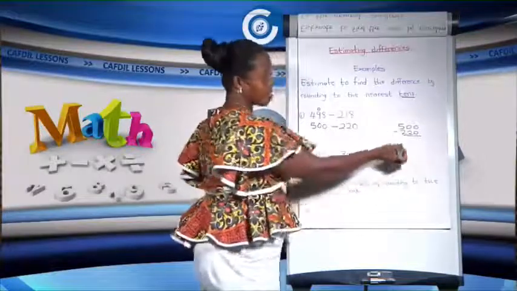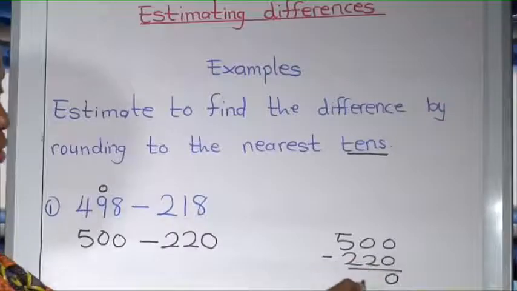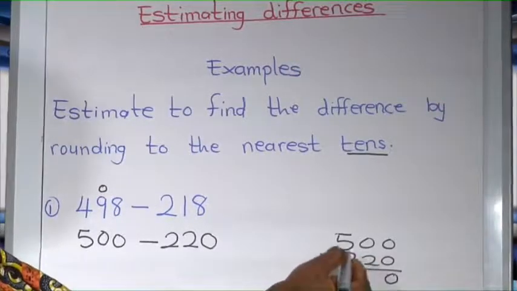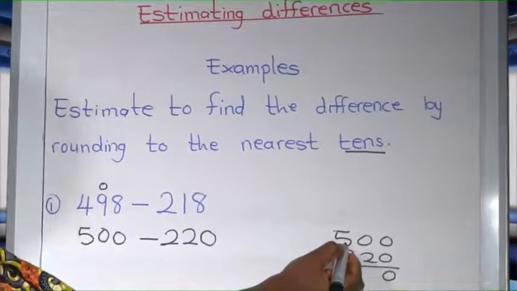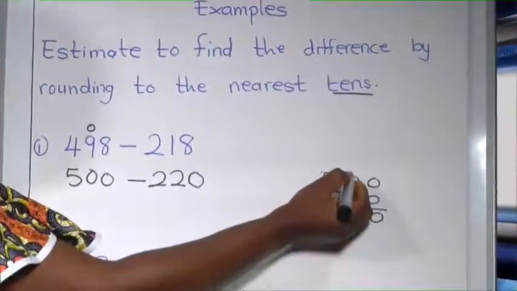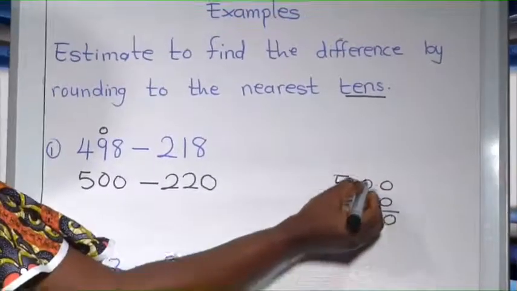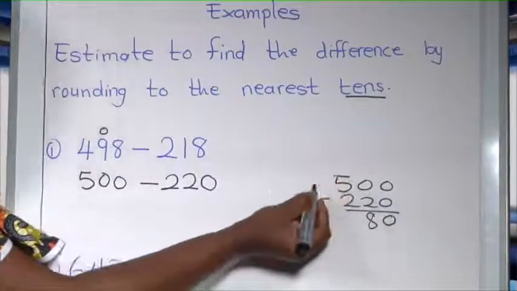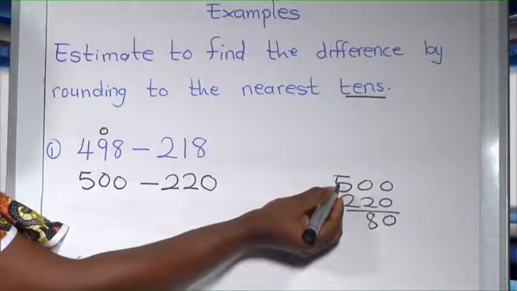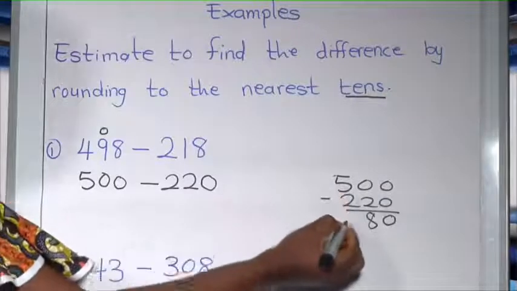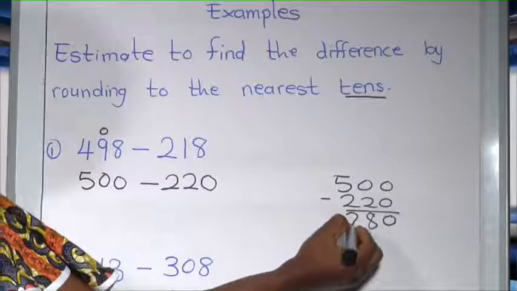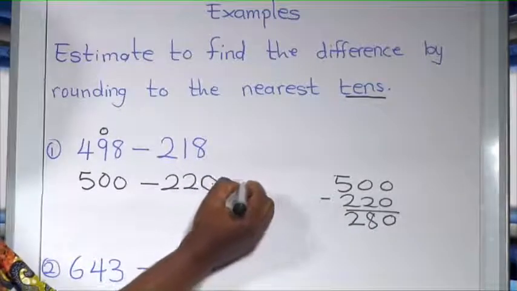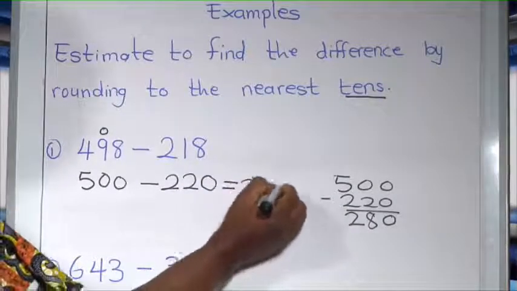So 0 minus 0 will give us 0. 0 minus 2, we have to borrow 1 from 5. So it will come here 10. 10 minus 2 will give us 8. This is left with 4. When we subtract 2 from 4, we will get 2. So our answer is equal to 280.